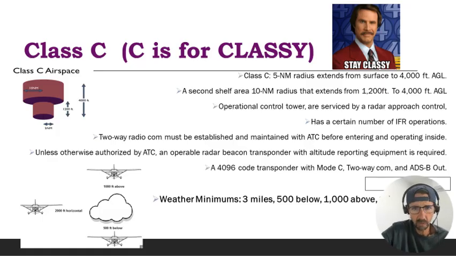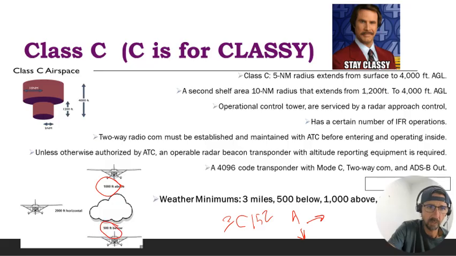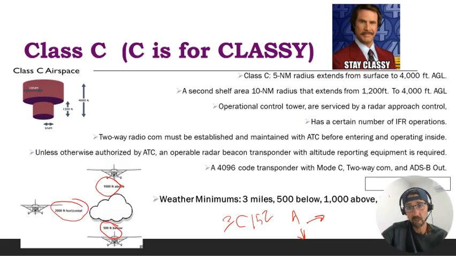What are our weather minimums? Well, 3 statute miles, and 1,000 feet above, 500 feet below, and 2,000 feet horizontally. So how do we remember this? We remember it as 3 Cessna 152s, right? Cessna 152 is one of the most common trainer aircraft on the market. So always remember 3 Cessna 152s: 1,000 above, 500 below, 2,000 feet horizontally. That's the best way to remember it. It's easy.